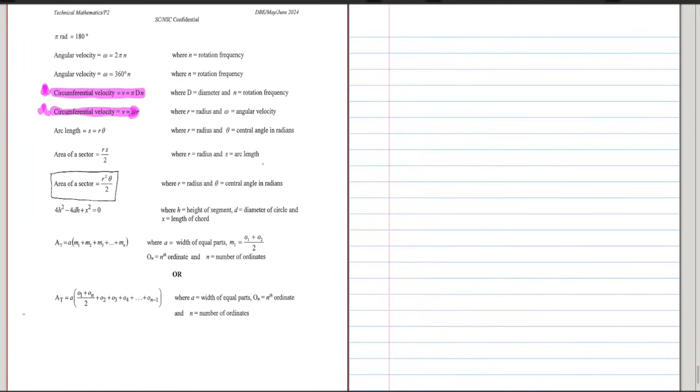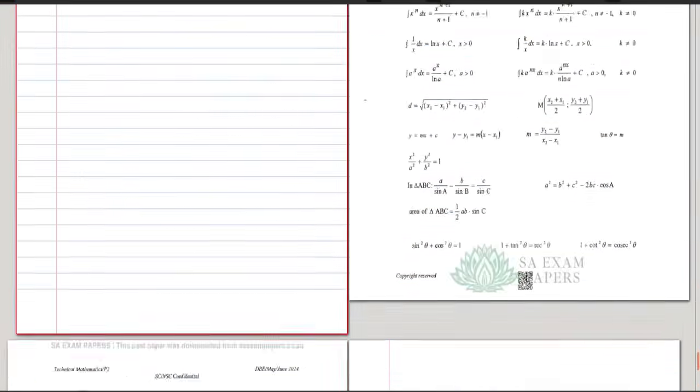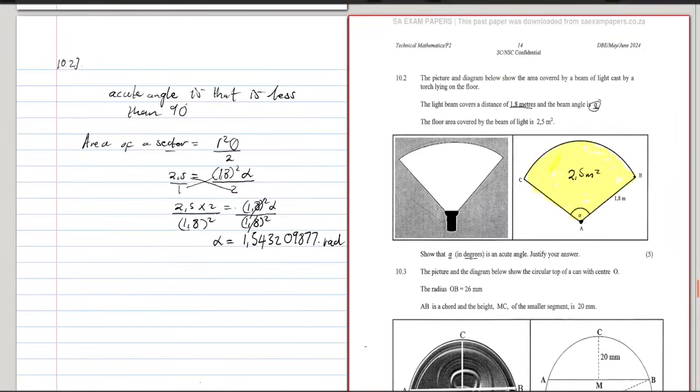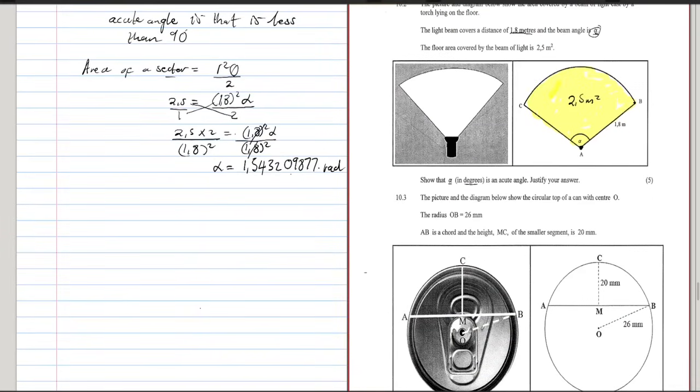Area of sector, there we go. So in this formula, the radius is represented by r and alpha is a central angle in radians. So you always substitute radians when working with that formula. The answer we got is in radians, right? Now they want us to show alpha in degrees in brackets, so we need to convert this into degrees.